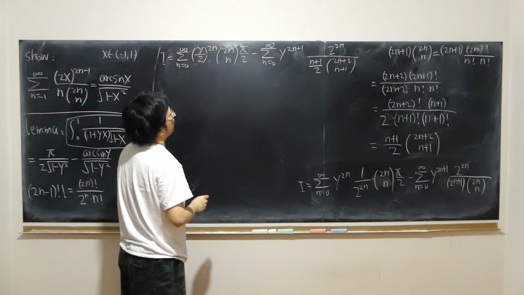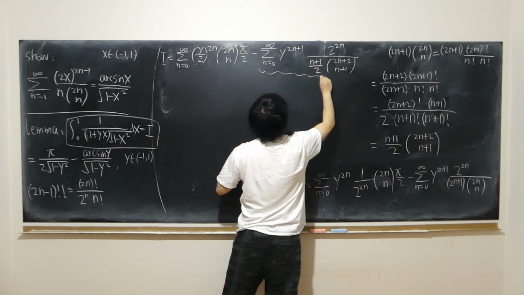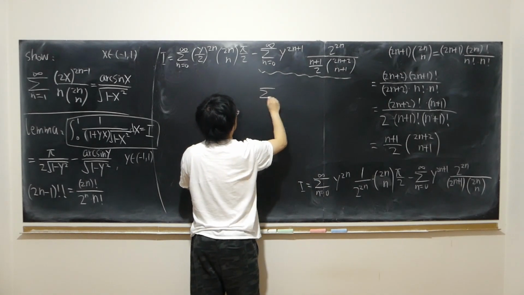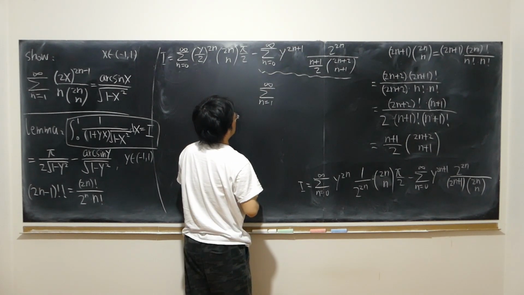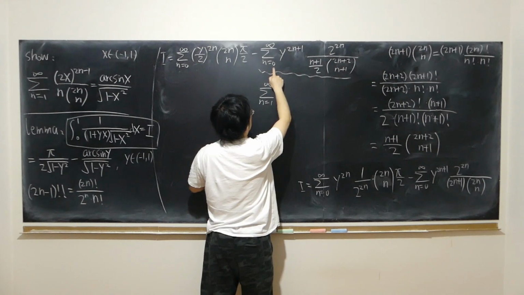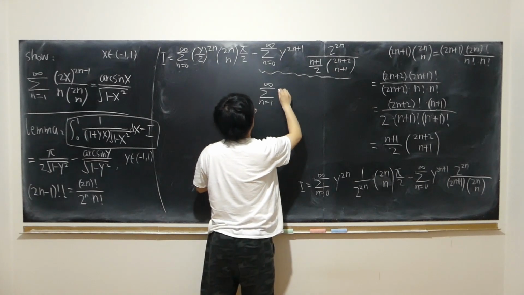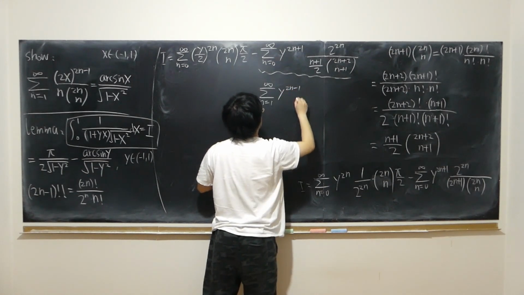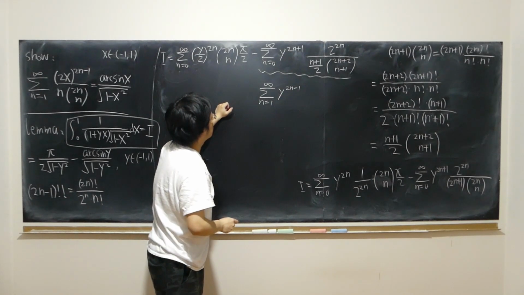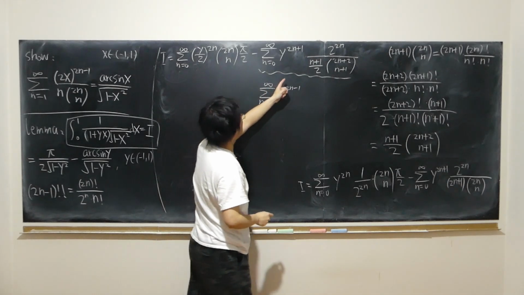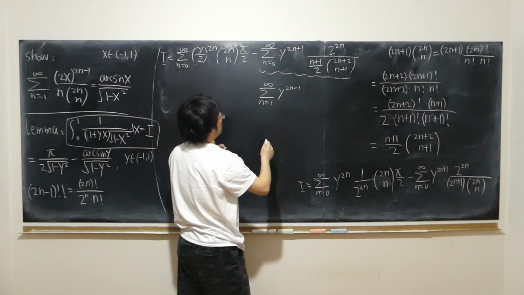Now, if I re-index, n goes from 1 to infinity. So n goes from 0, but the power should go from 1. So n goes from 1. I should say y to the power 2n minus 1. Then it'll become power of 1. So in other words, all I have to do is to replace each n with n minus 1. That's re-indexing.